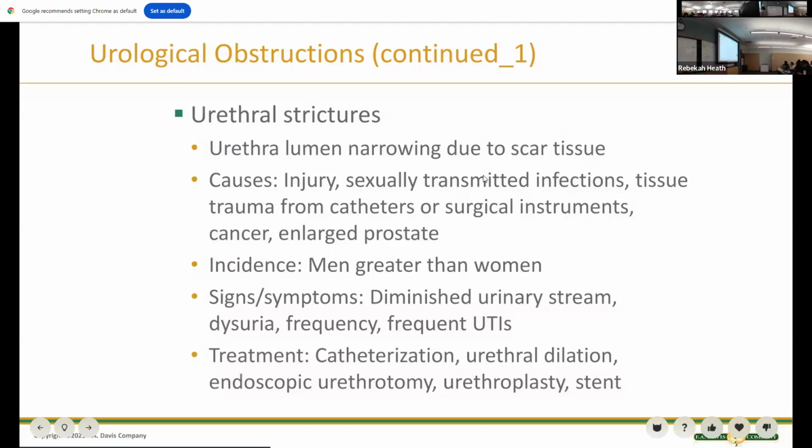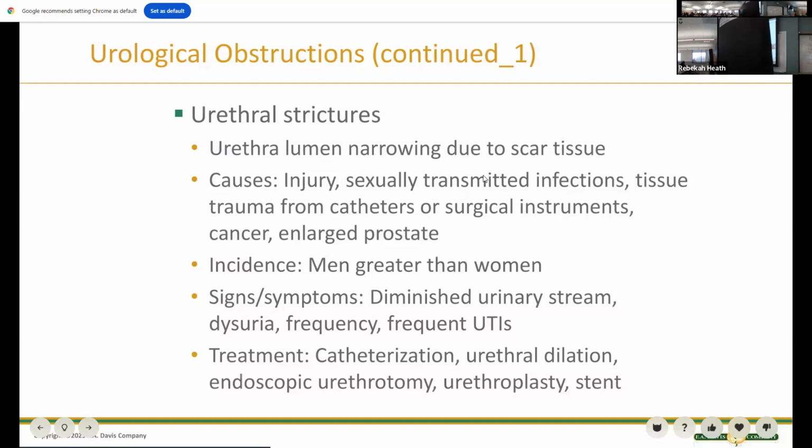Signs and symptoms. What are we going to see with patients who have this ureter or urethral obstruction? Diminished urinary stream, right? So normally, if your patient pees, they have a good amount that comes out, but now it's just kind of dribbling, or it's a really weak stream. That's a diminished urinary stream. They might have dysuria, frequency. They might get UTIs because that urine's backed up, right? It's that pond analogy. It's kind of sitting there. It's able to grow more things in it.